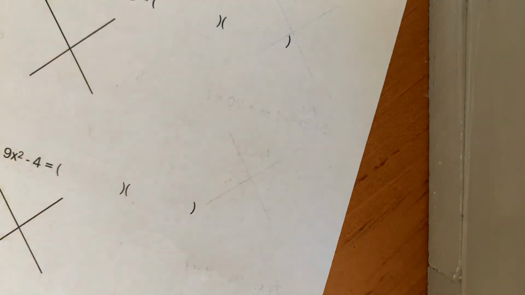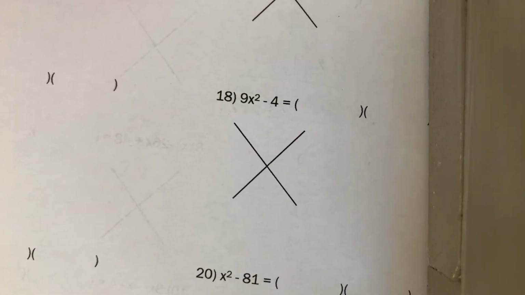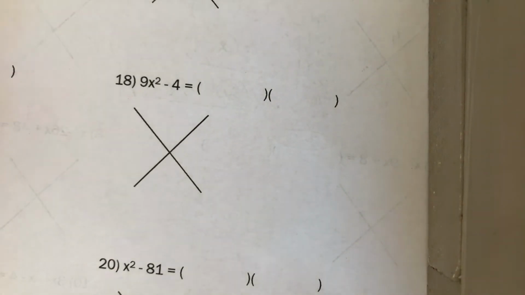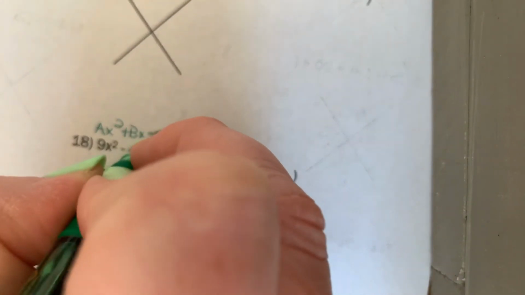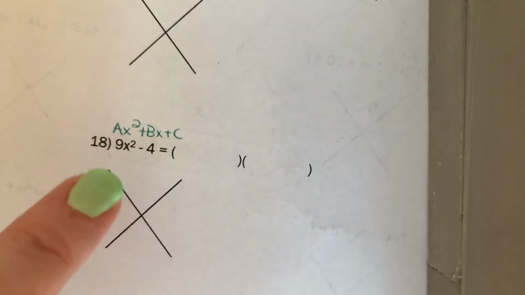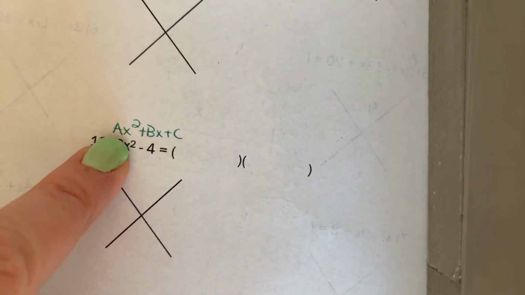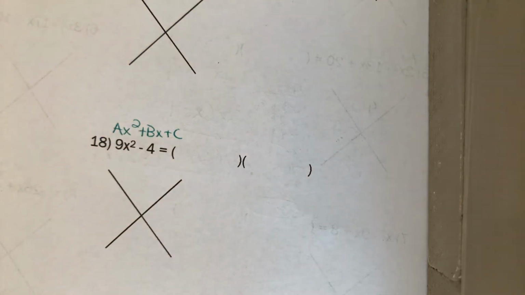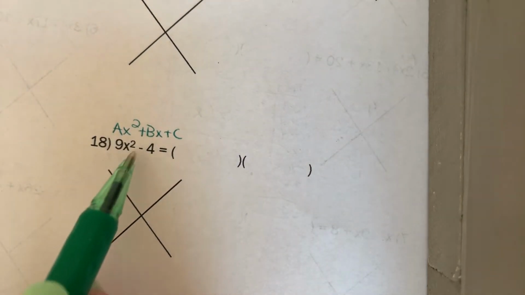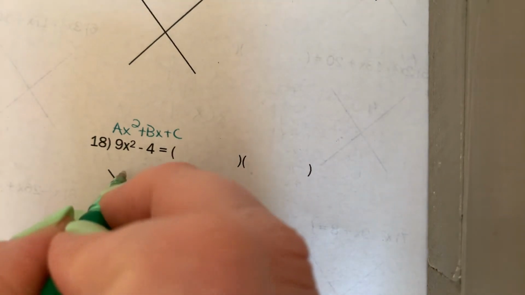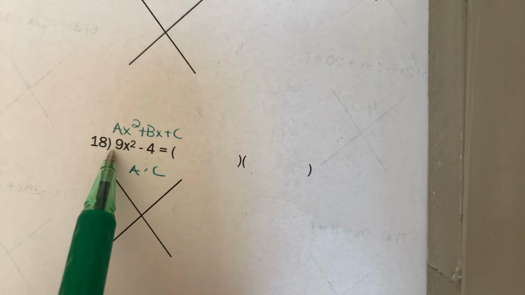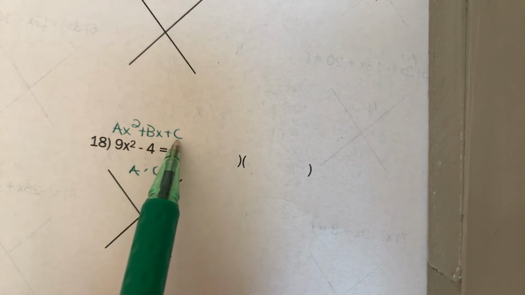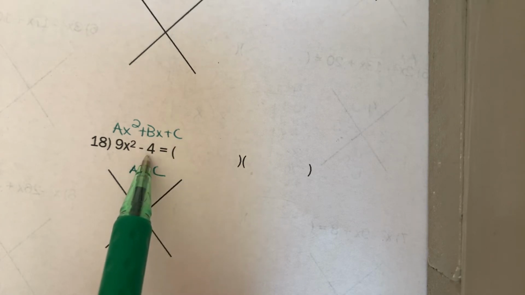Flipping to the back of the worksheet, I want to do number 18. So ax squared plus bx plus c. Automatically should notice that there are only 2 terms when our expression usually is 3 terms. So what is missing here is the bx. So we're going to do the same thing though, a times c on the top. So in this case, our a is 9, our c is 4. Remember, c is always the value that does not have a variable. So in this case, it would be -4.